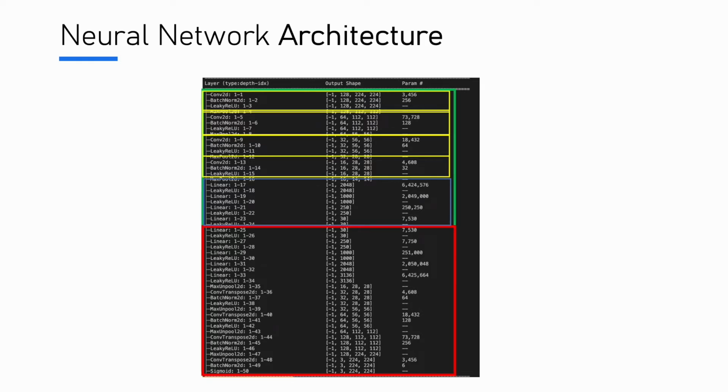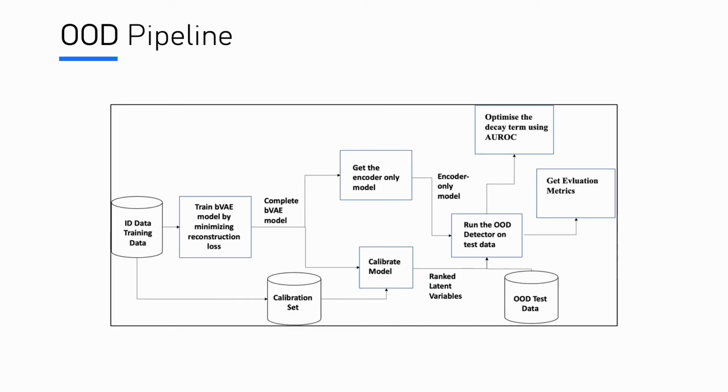Now I'll briefly describe the entire OOD pipeline used in the experiment. First, the beta VAE model was trained on the in-distribution data gathered in different lighting conditions. By minimizing the total loss, that is, the reconstruction loss and KL divergence multiplied by beta, the model was trained for 200 epochs.